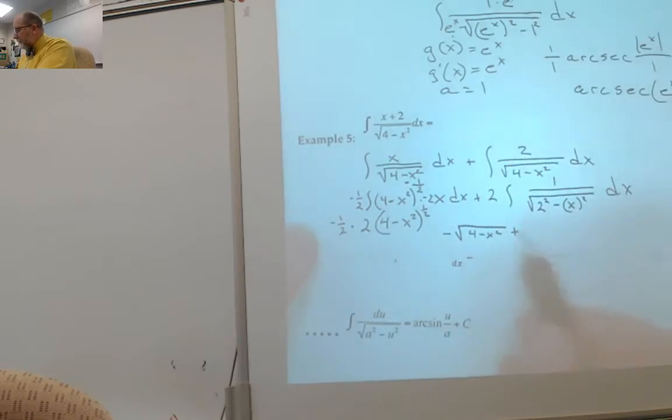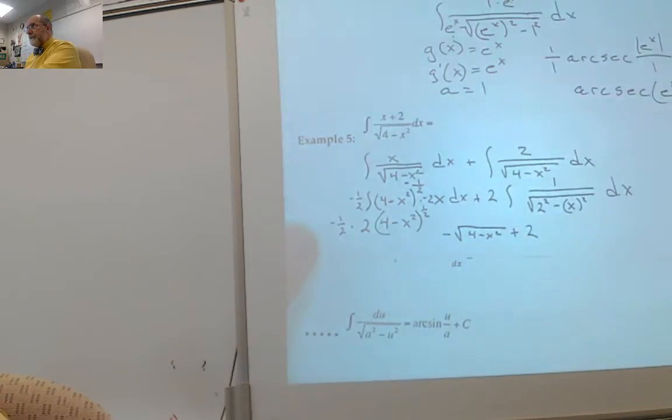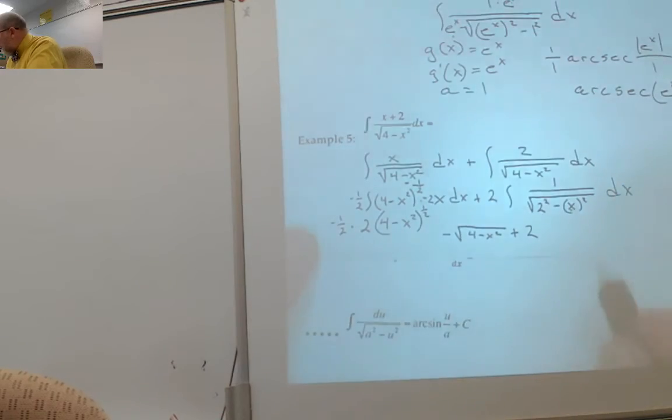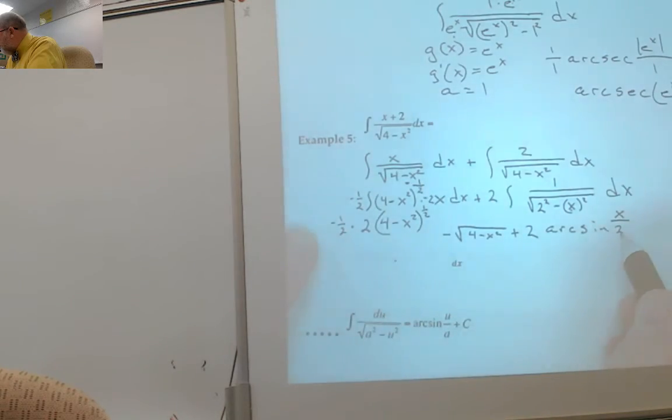plus 2 times something here. Well, this is arc something, isn't it? The reason it's arc something is because the derivative of that is here. Arc what? It's not arc secant, is it? It's not arc tangent simply because it has a square root. So arc sine says g of x will go on top, a will go on the bottom. There's my 2 right there, plus c.